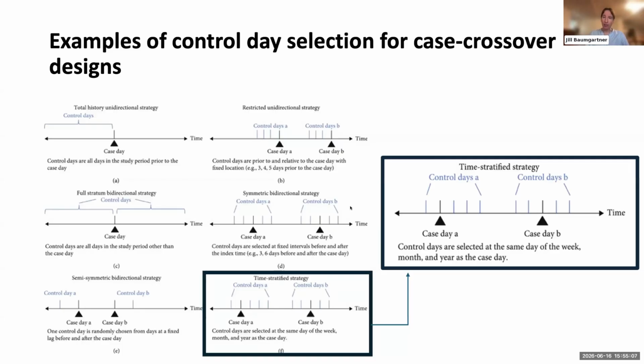So a lot of times, if you're looking in the literature, you'll see something called a time stratified case crossover design, which is generally viewed as the best approach. And this is where control days are selected at the same day of the week, month, and year as the case day. So that's a common way that you'll see people trying to deal with this kind of challenge, right? With this, the biases that can be introduced from different time trends and seasonal patterns.